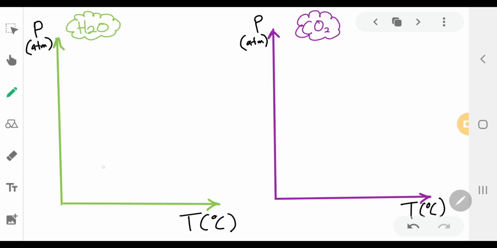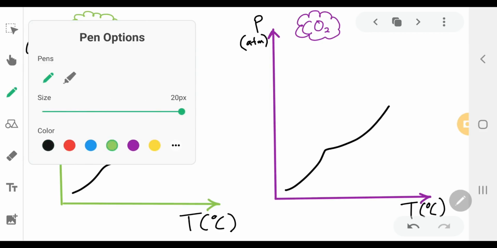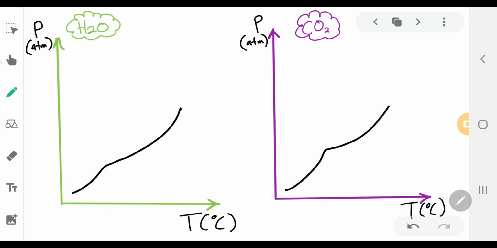The two curves you need to sketch are this. You're going to have a smaller curve down here and then a bigger one right there. Okay? Same goes for carbon dioxide. You're going to have a smaller curve and a big one going in that direction. The difference you will see is the slope. For the water phase diagram, you're going to have a negative slope like that. Whereas for the carbon dioxide phase diagram, you're going to have a positive slope like that.